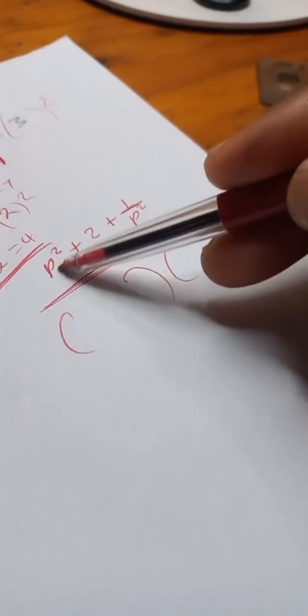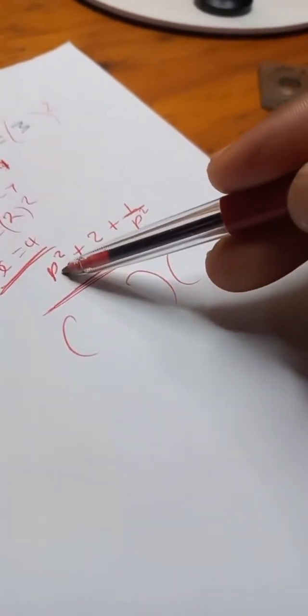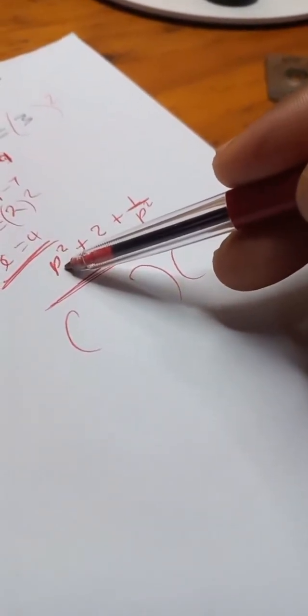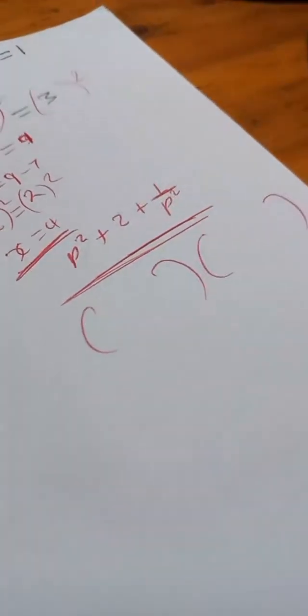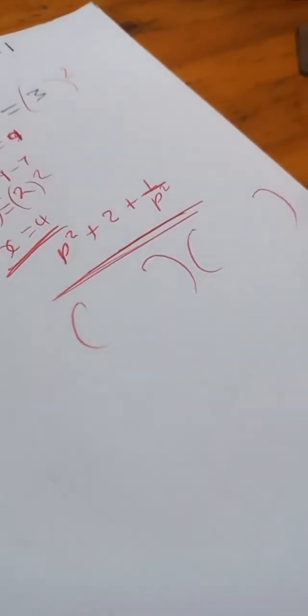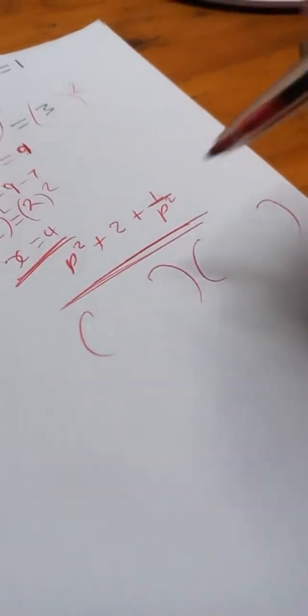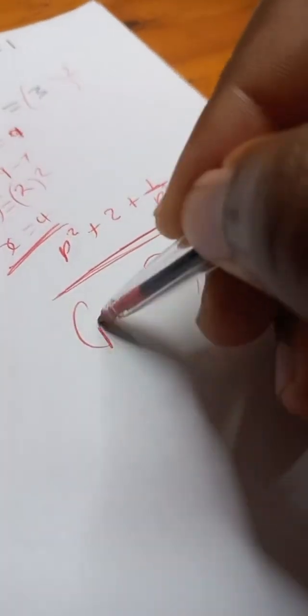P. This is squared, right? Annie, grade 11 is which class? What do you mean?